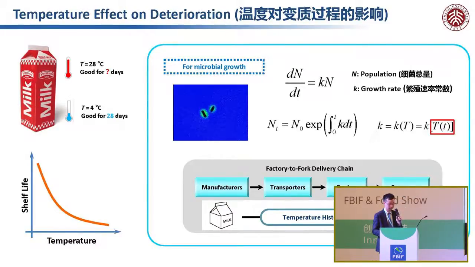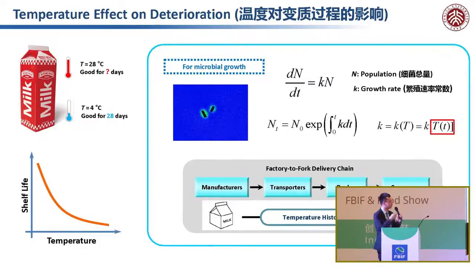Let's take a look at a representative deteriorative process, microbial growth. In this image, you can see coli multiplying exponentially. Mathematically, we have this differential equation in which n represents the population of bacteria and k represents the growth rate of the bacteria. By solving this equation, we have this result in which we can see the key part is the integral of k over time. And k, as we know, the k is the growth rate of bacteria, and it is temperature dependent. At higher temperature, the bacteria will multiply much faster.